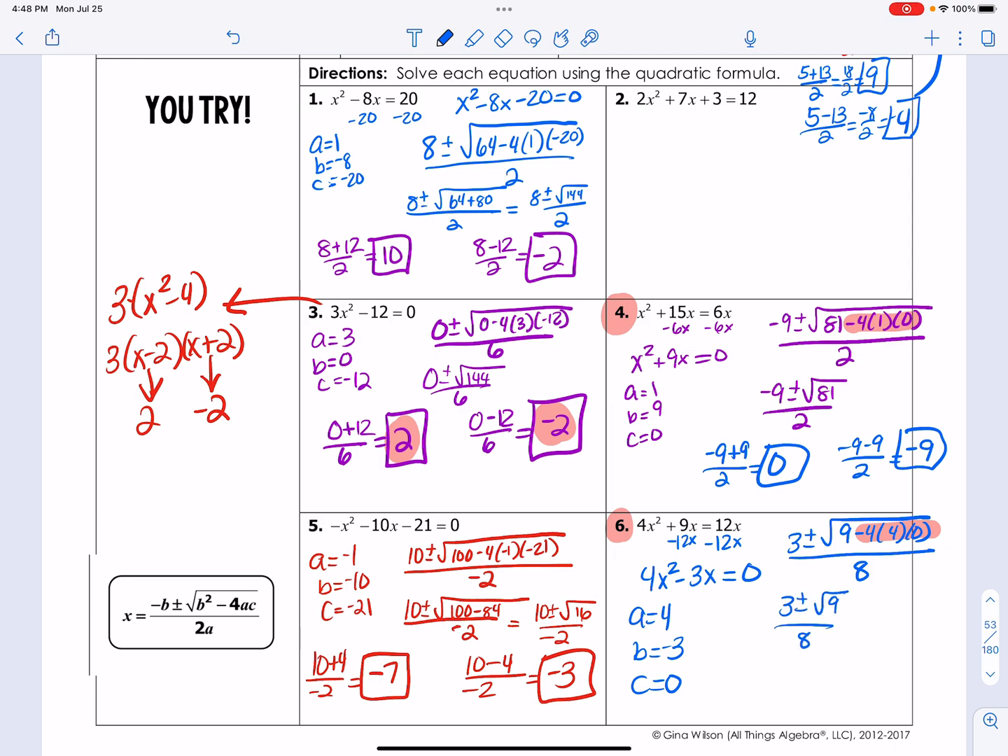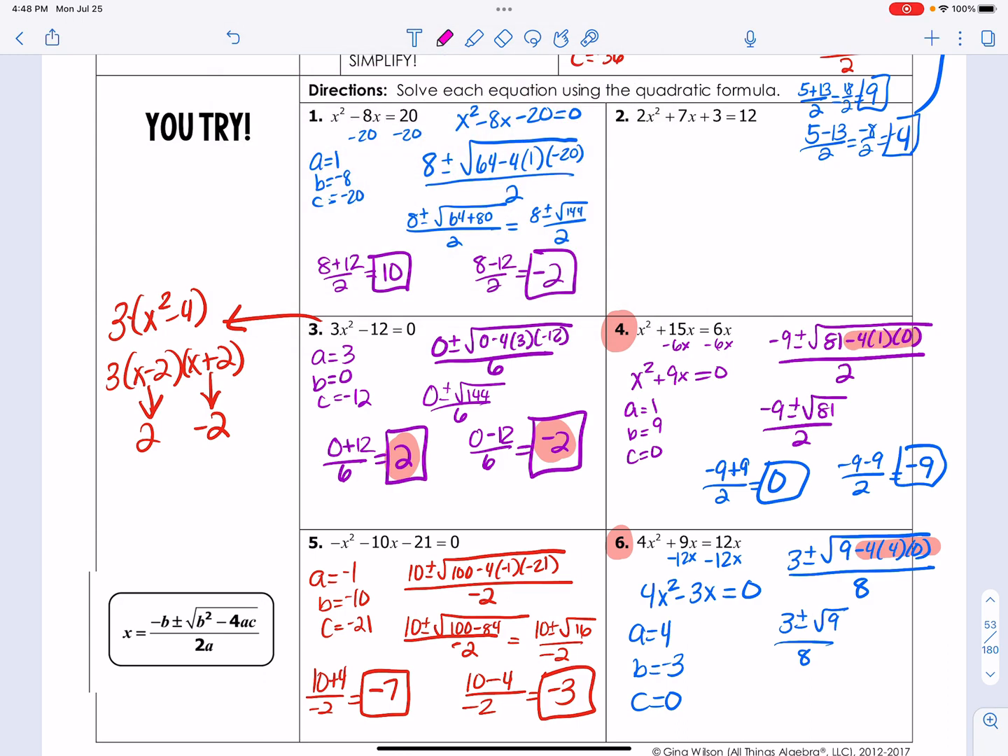Okay, so I have one equation that is 3 plus 3 over 8. So that's 6/8, which reduces to 3/4. And I have another equation that's 3 minus 3 over 8. So that's 0 over 8, which is 0. So those are my two answers.